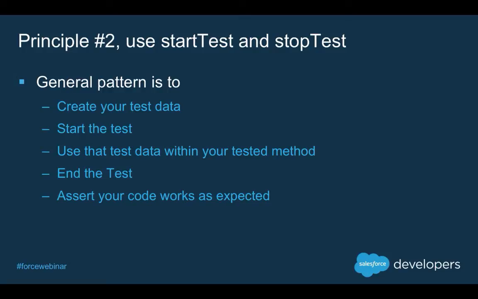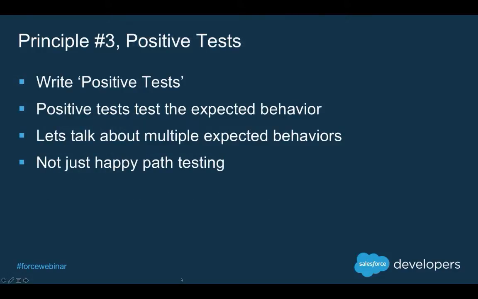So number three is a type of unit test you want to write. You want to write positive tests, and positive tests test the expected behavior. So if you've got an addition method and it takes two integers and you want to add them together, when you write a positive test, you're going to say, when I run the add method with 1 and 2 as my parameters, I expect 3 to come back because 1 and 2 equals 3.